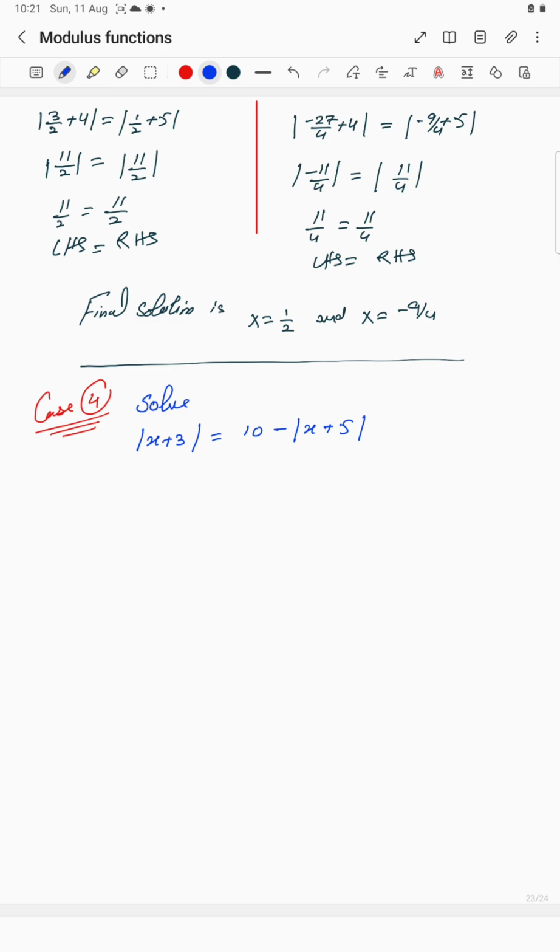Either we can expand the modulus one by one, make two equations, and that gives us the four answers, and finally with the help of a check we can get the final answers. But since these are linear functions inside the modulus, we can prefer property number 2 to expand it. Taking square on both sides, we have |x + 3| squared here, and here we have the two functions together.